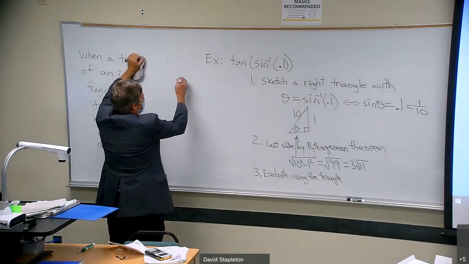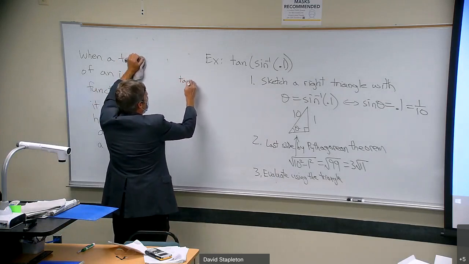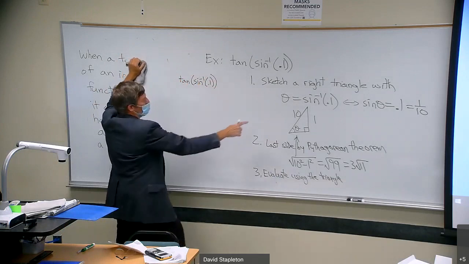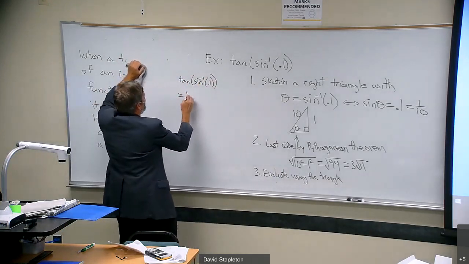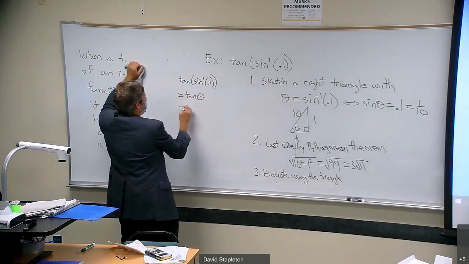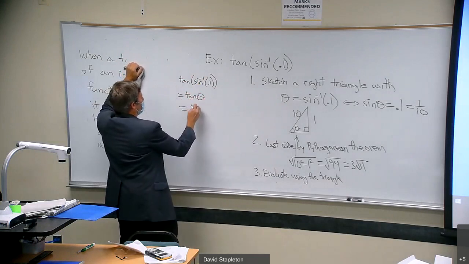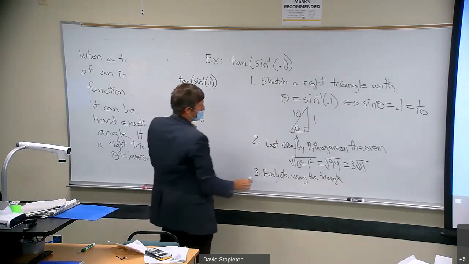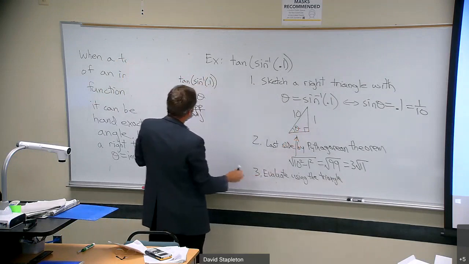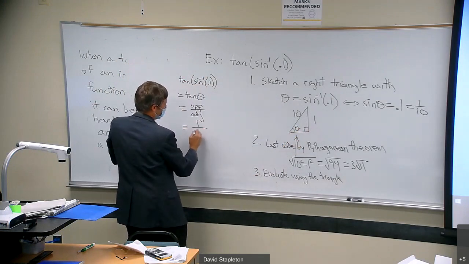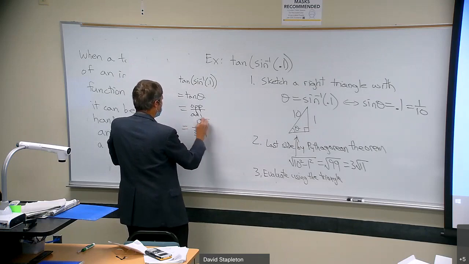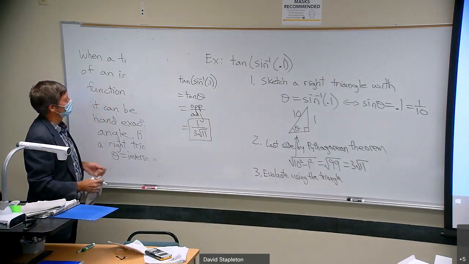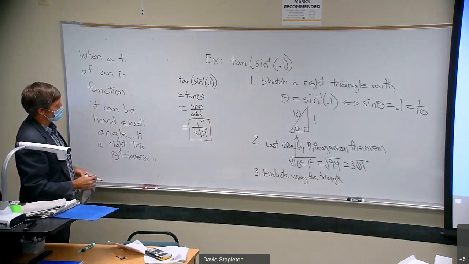All right, so what I want is the tangent of the arc sine of 0.1. The arc sine of 0.1 is theta in the triangle, so this is tangent of theta. But tangent of theta is the opposite side over the adjacent, right? So it's 1 over square root 99. 3 square root 11, let's call it. There it is. The tangent of the arc sine of 0.1 is 1 over 3 square root 11.